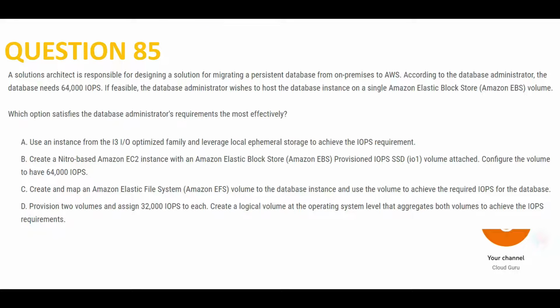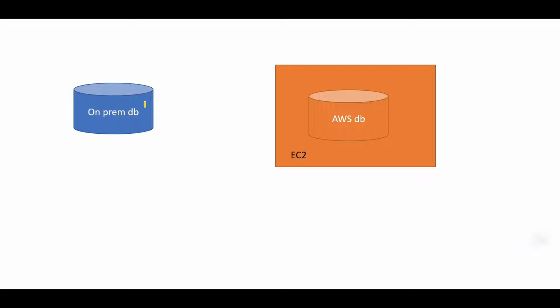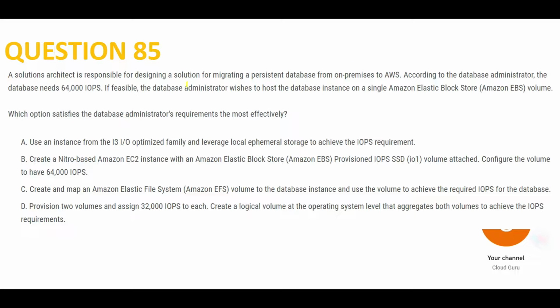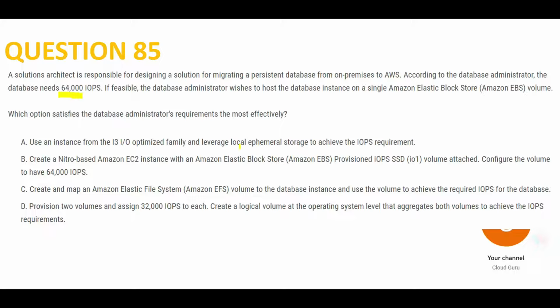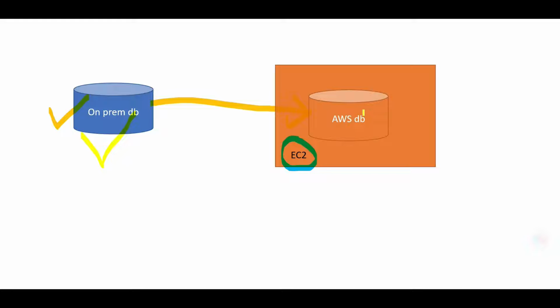Now here goes the story. You have a persistent database on premises. This is your database, and this needs to be put on cloud. Where on cloud? On an EC2 instance. Okay, if I have to put it there, what was the configuration you already had? I was already having 64,000 IOPS. That means this database was operating at a 65K IOPS speed. Now, if you have to move to AWS, what instance type will you choose?